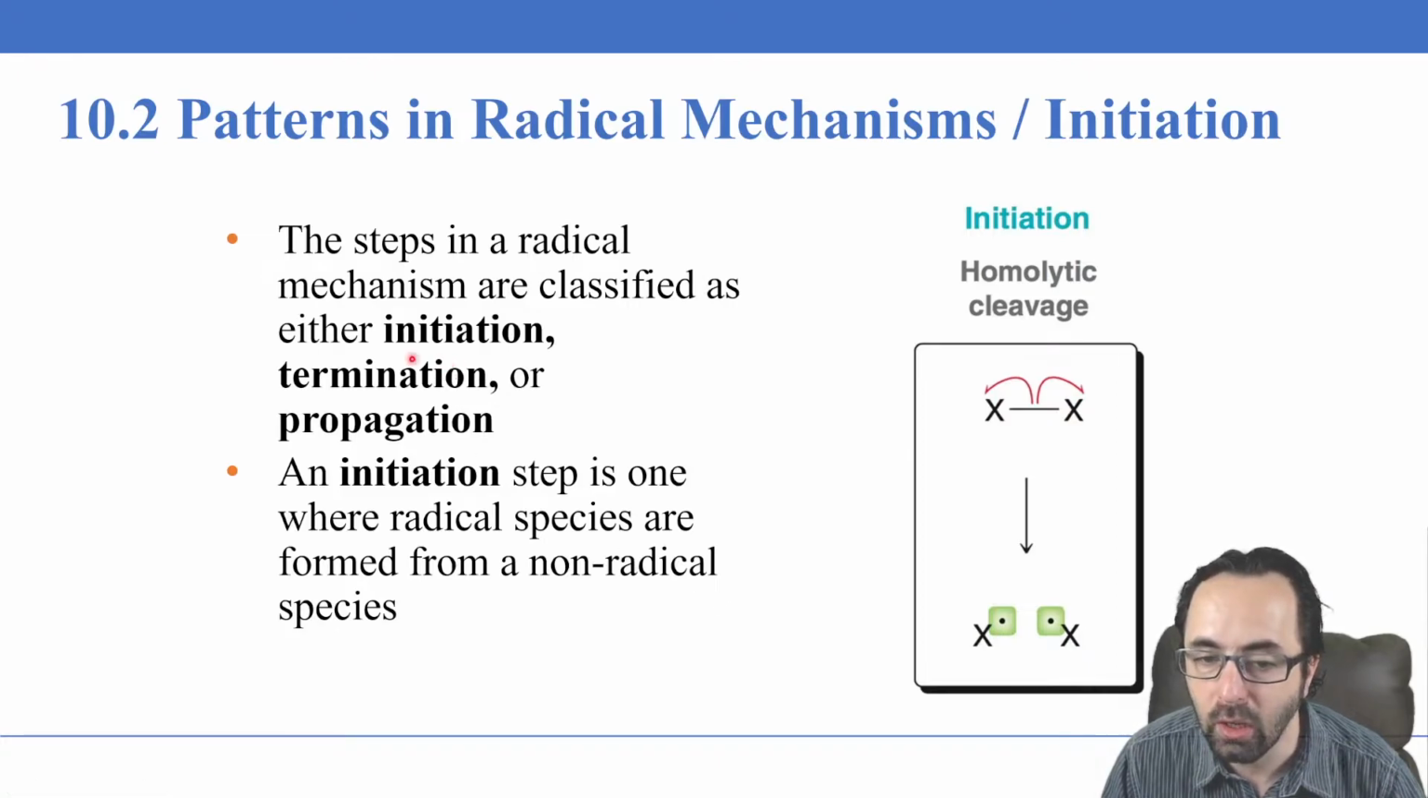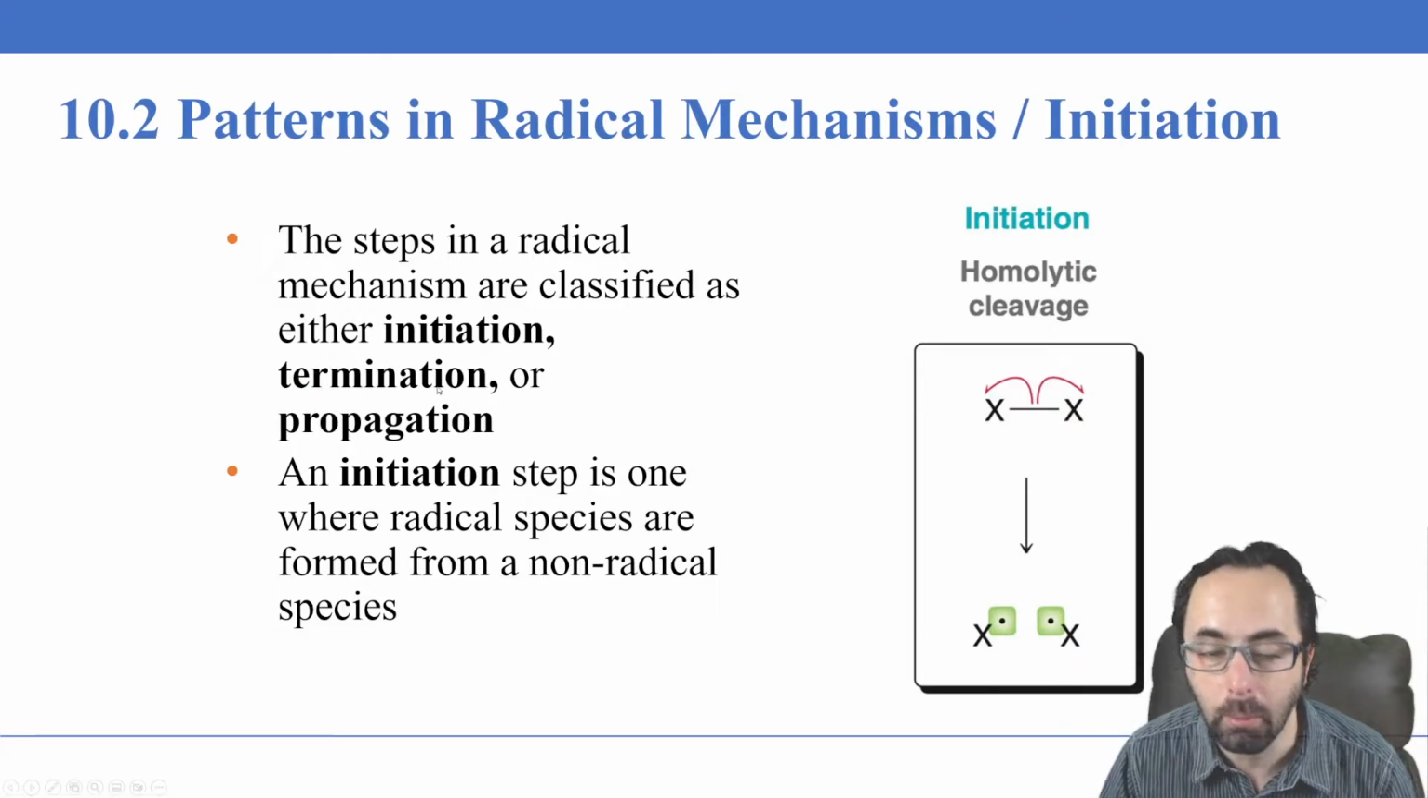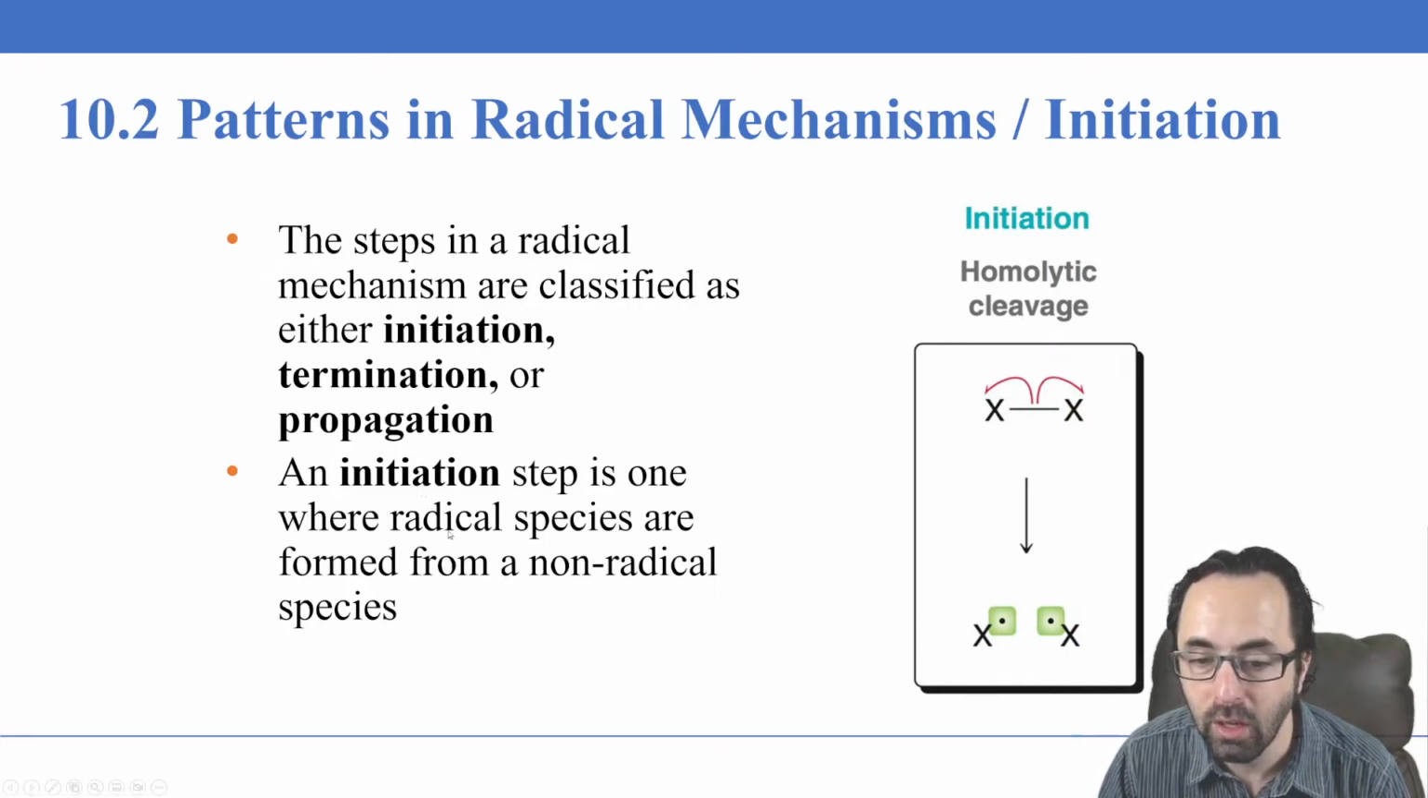Then there's propagation, which is the next step. Those involve the steps where radicals produce other radicals. And finally, termination involves the coupling of radicals to produce a stable compound that is not a radical. So the initiation step is where radical species are formed. That's due to the homolytic bond cleavage, which produces two radicals.